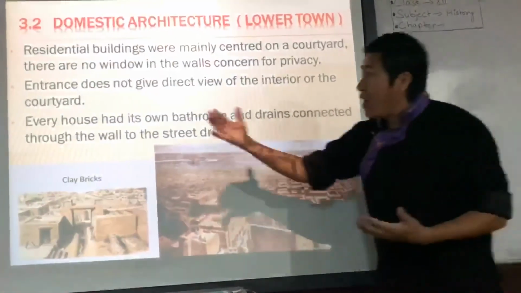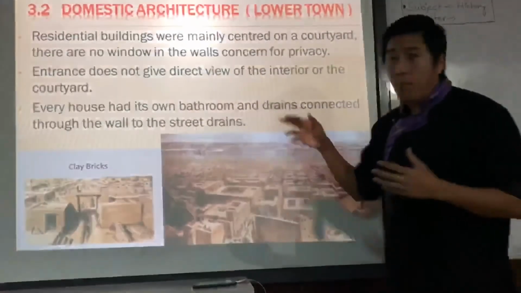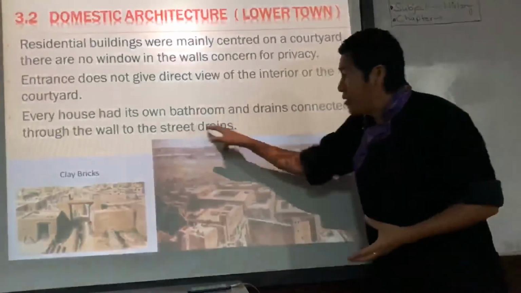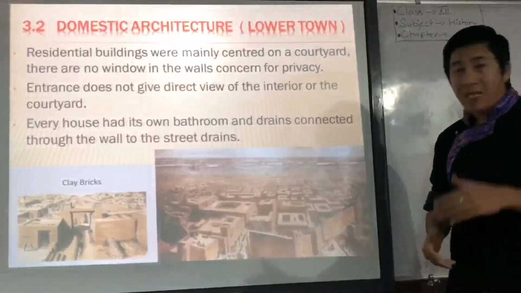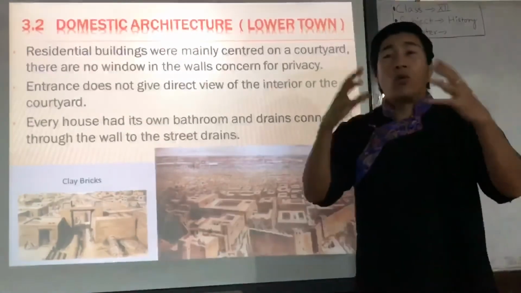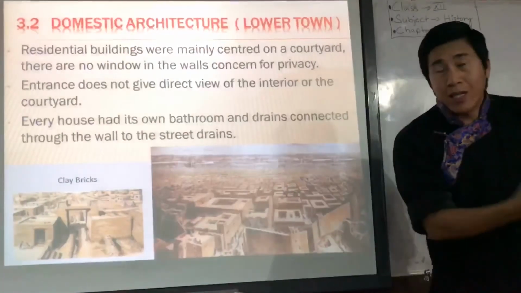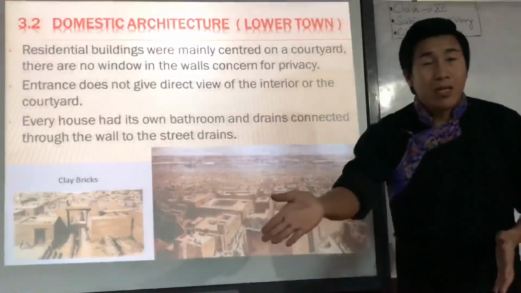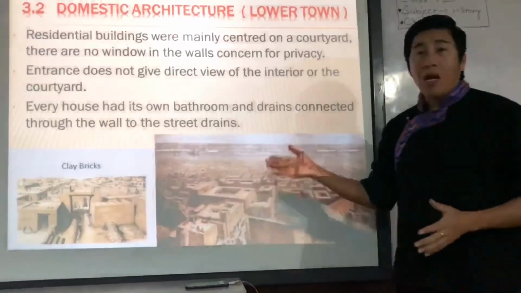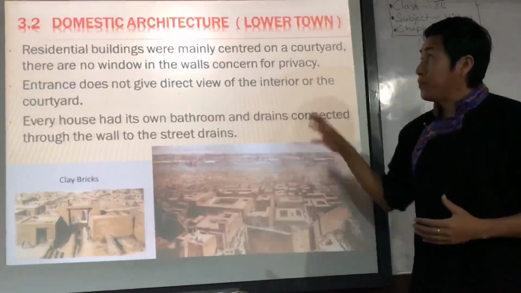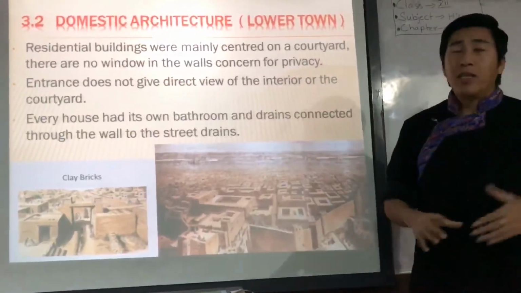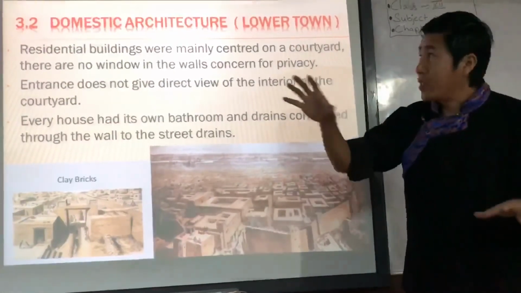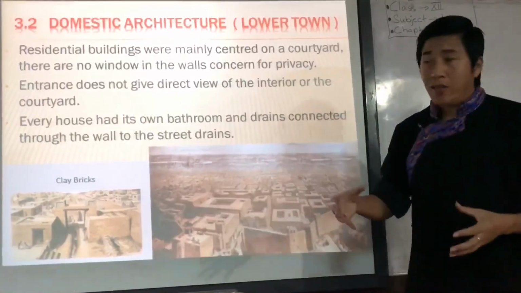Then every house had its own bathroom, and a drain connected through the wall to the street drain. See, as I have told you before, right? Every house has its own drain system, its own bathroom, and its own drain which connected to the main drain on the street. Right? So see how beautifully the planning was done in the ancient Indus civilization. So this is all about the lower town, these domestic architectures.